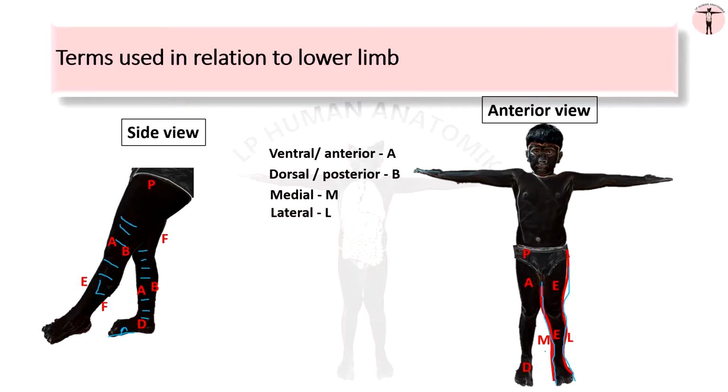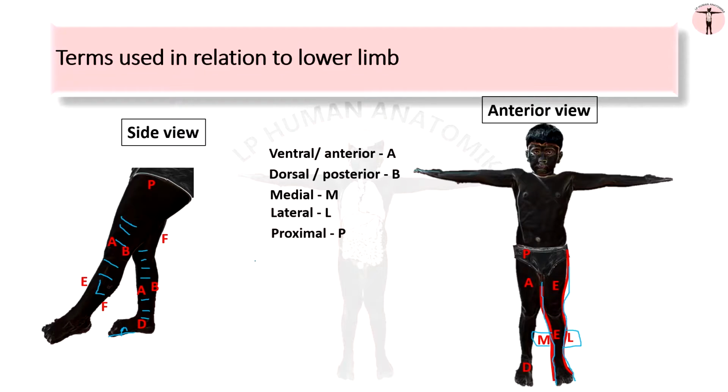From the front view, M is medial, L is lateral, when observed in the anterior view of the body. The side view we have discussed, we can see only one view of the lower limb. From the side we can see either the left side or the right side of the lower limb.